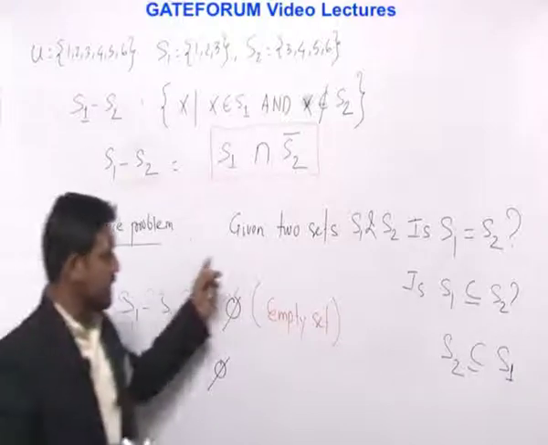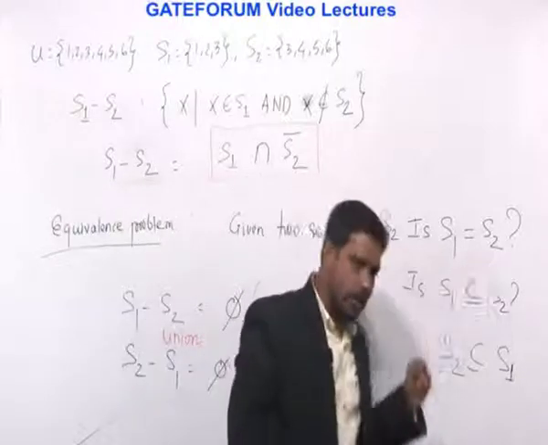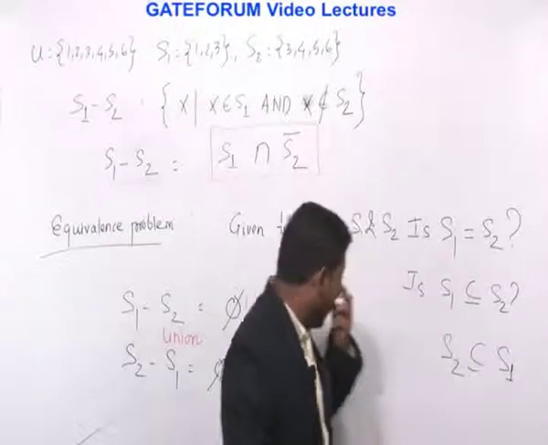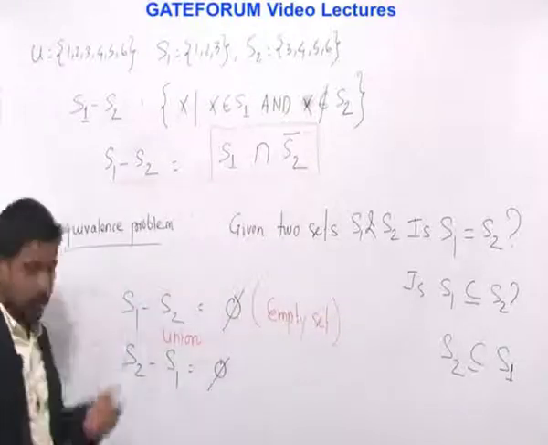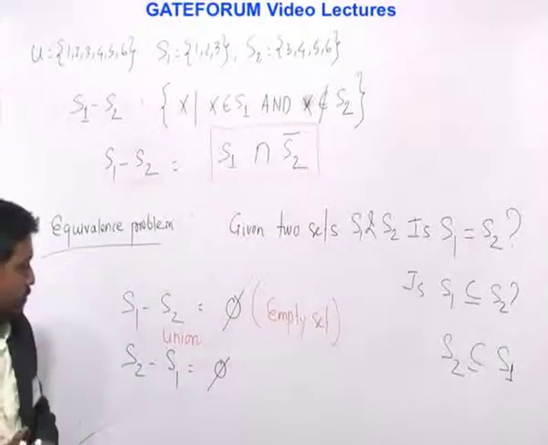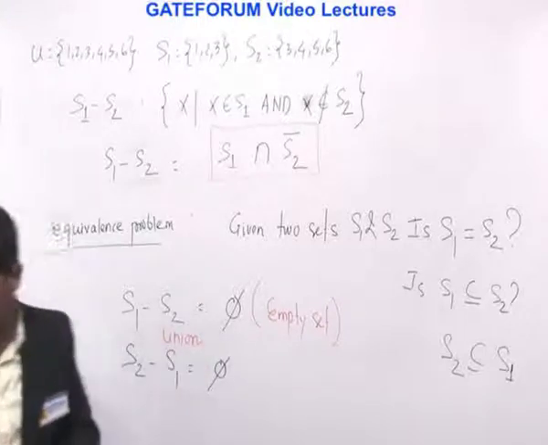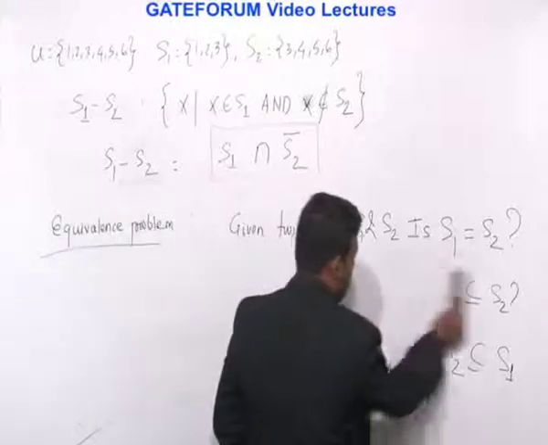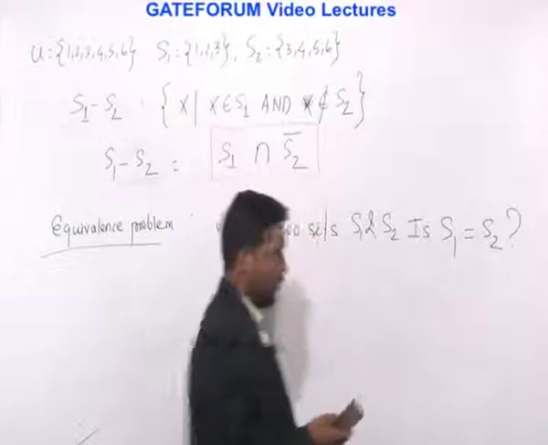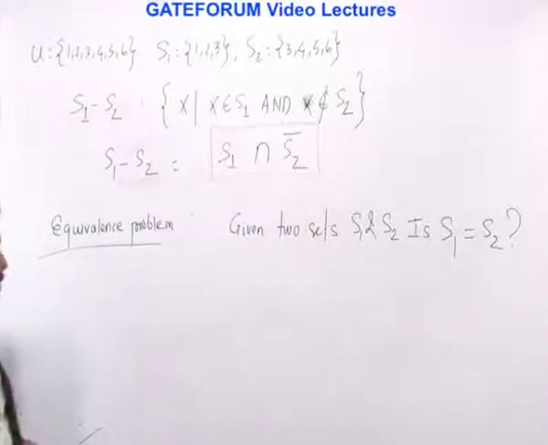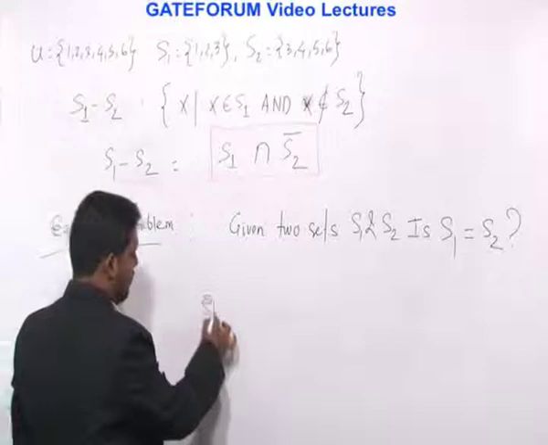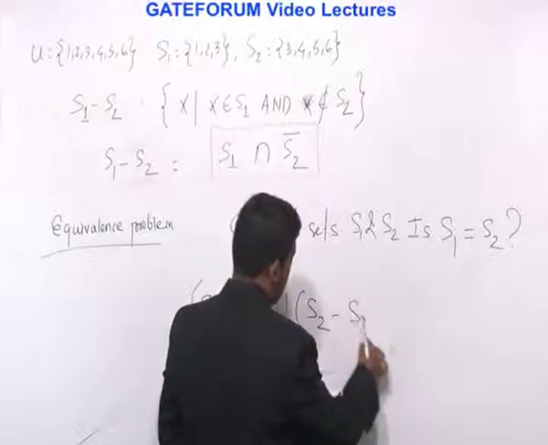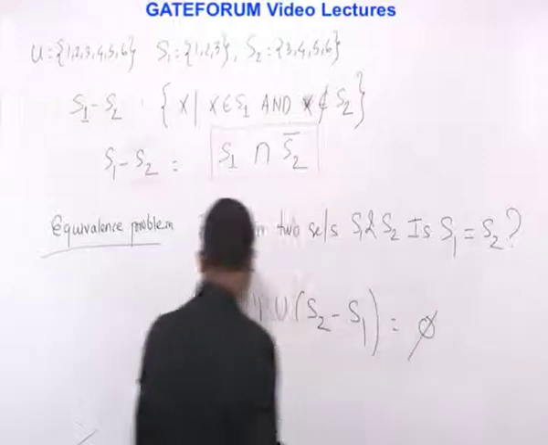So two sets S1 and S2, whether S1 is equal to S2 will depend on two things: S1 is a subset of S2, and S2 is a subset of S1. How can we check this? Very simply, using the symmetric difference, S1 minus S2 and S2 minus S1, and their union should be equal to phi. Let me summarize: if these two sets are equal, then S1 minus S2 union S2 minus S1 should be equal to phi.